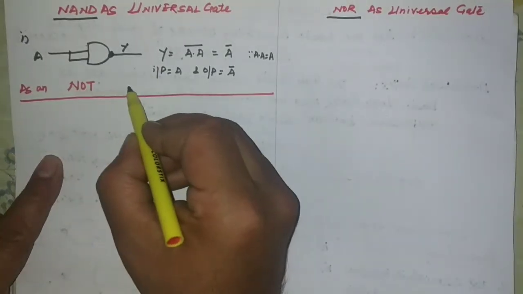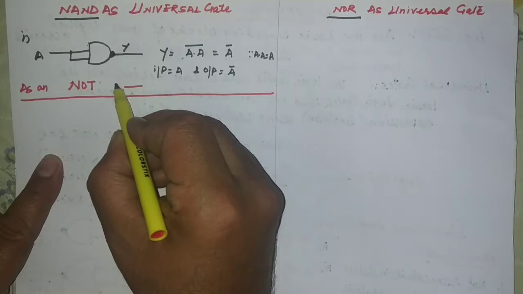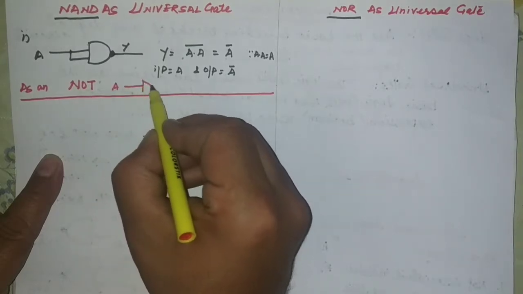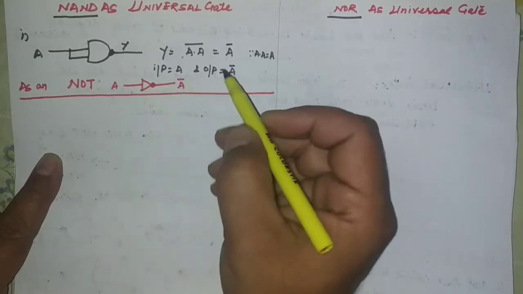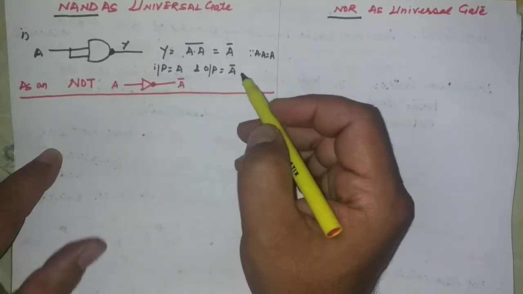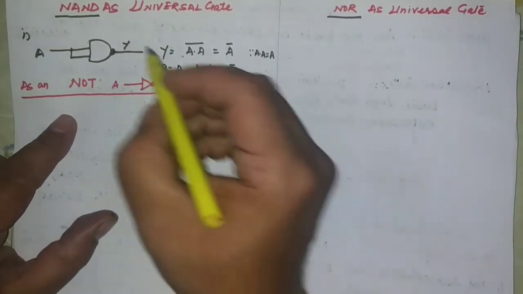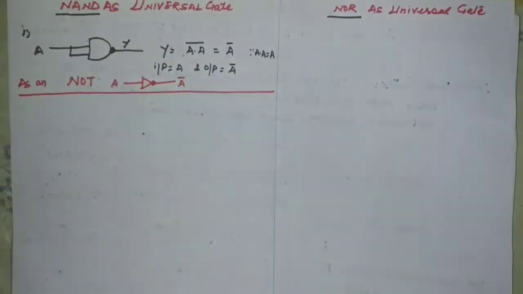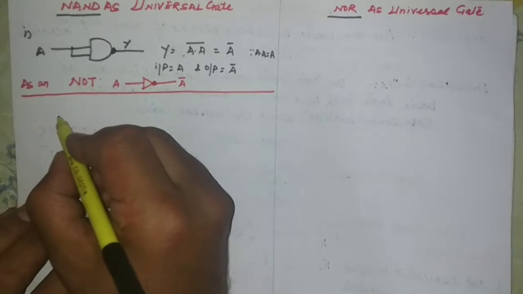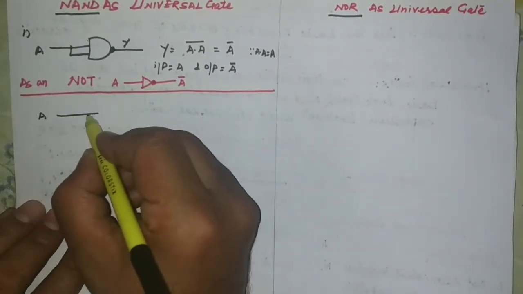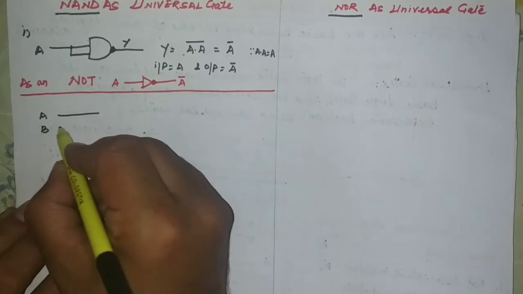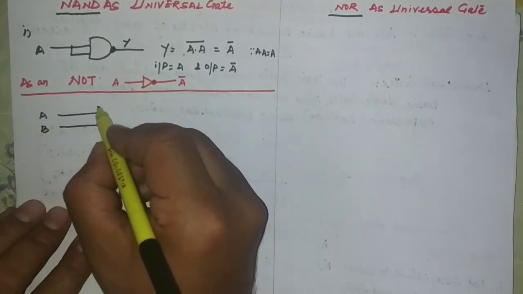See, if A is the input and this is the inverter, the output is always A complement, and the same thing is being done over here. So we can say that this is a NOT gate. Now see the second combination. Say for example this is A, and say for example these are the two inputs.